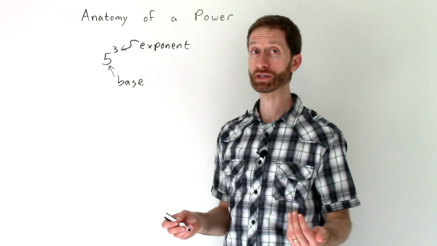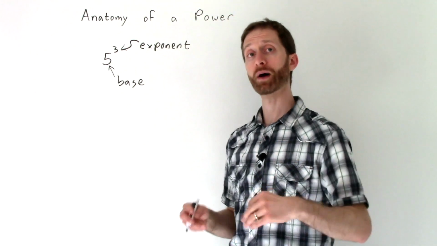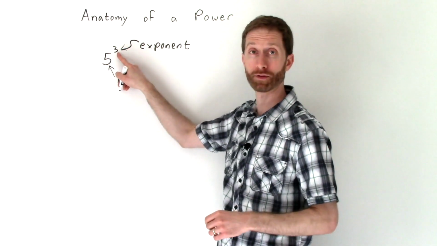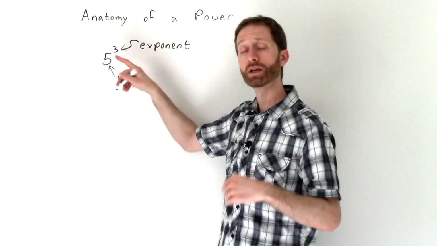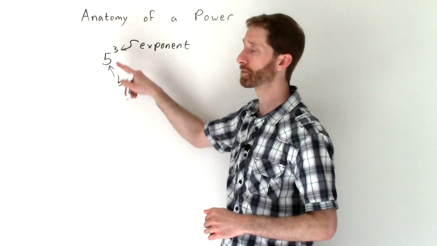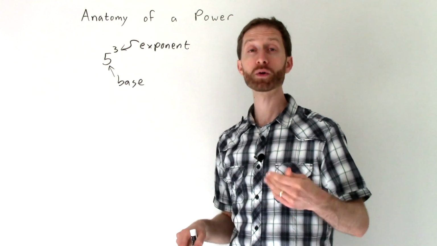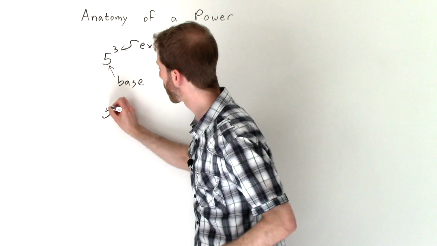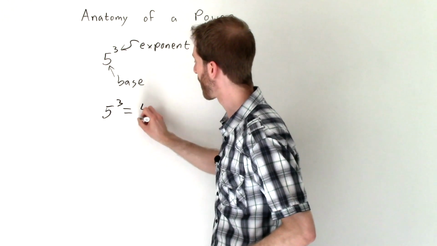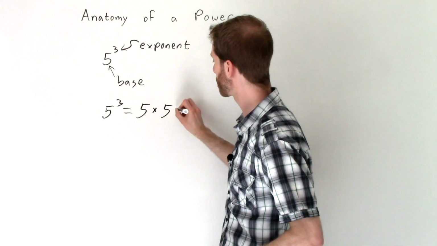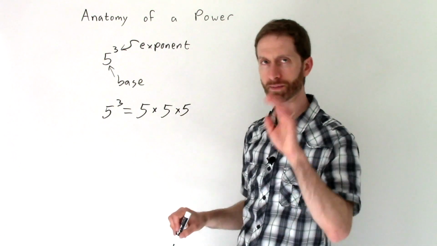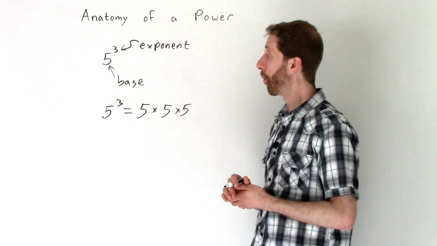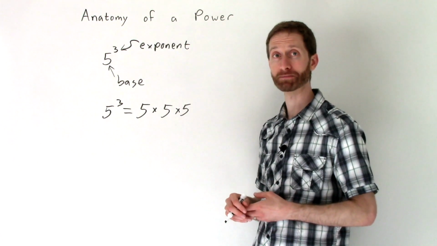What does that power represent? Well, if I have 5 raised to the third power, it tells me that I'm going to multiply 5, the base, by itself, the exponent number of times. So in this case, our base is 5, the exponent is 3. What that tells me is I'm going to multiply 5 by itself 3 times. So 5 to the third power, if we're writing that out, is equivalent to 5 times 5 times 5. And we'll get to simplifying that in a not too distant future. That's it. That's the anatomy of a power and what it means to raise a number to an exponent.